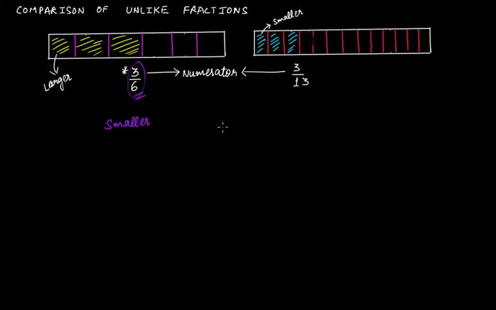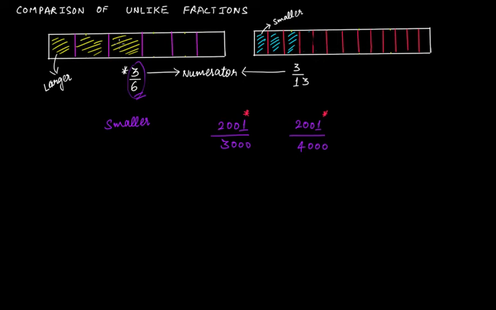What if it would have been, let's say, 2001 by 3000 and 2001 by 4000? Again, the numerator in this one is 2001 and in this one is also 2001. You can think of this one as a block that has been divided into 3000 equal parts. Just imagine this block divided into 3000 equal parts, and this block divided into 4000 equal parts.